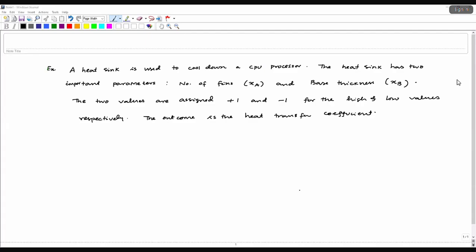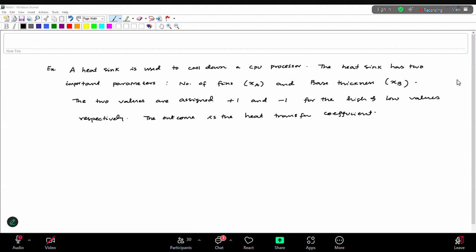So we were discussing the 2 to the power k factorial design yesterday when we stopped. I think we talked about the theory, and today we'll look at a problem. So are you able to see my screen? Oh, yes, sir. Okay. So I had already written part of the question. So we are going to look at 2 to the power k factorial design.